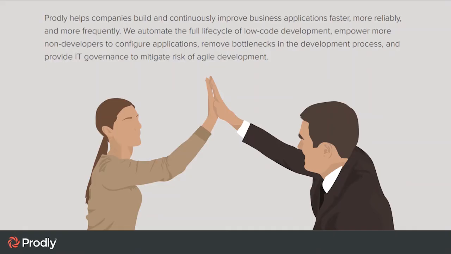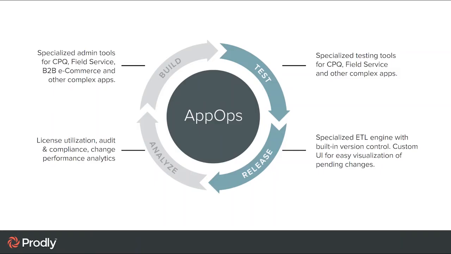Prodly is a company who believes business system admins are more productive, introduce less risk in day-to-day operations, and can deliver more frequent improvements to the business when they apply agile development best practices to their work. We are building our AppOps platform to automate the entire development lifecycle for low-code applications, giving administrators easy-to-use tools for change management, version control, regression testing, and data deployment.